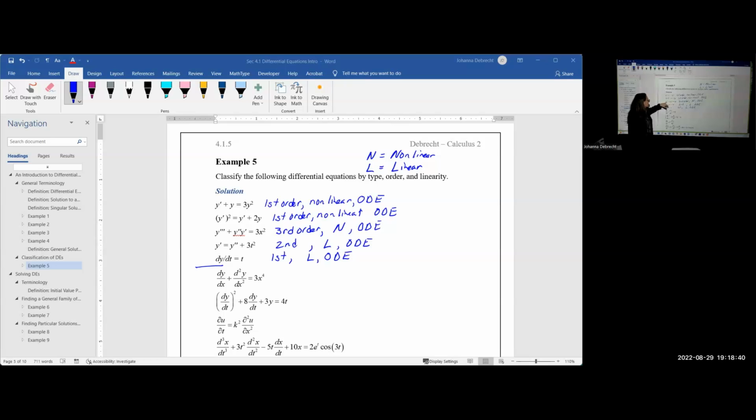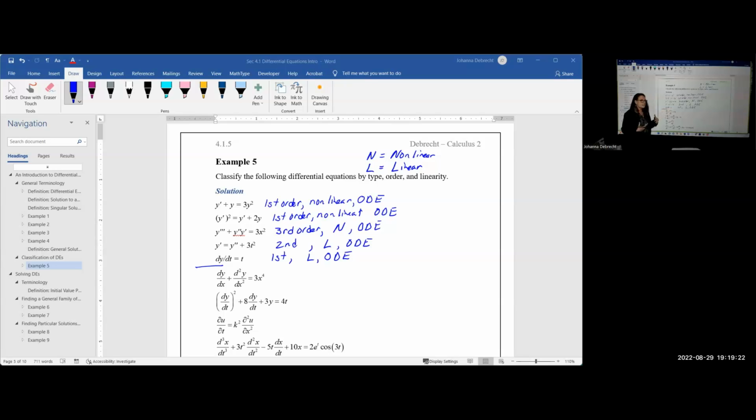The third equation, I started abbreviating for linear and nonlinear, and I put the abbreviation at the top. I've got the third derivative is the highest derivative, so it's third order. It's not linear because I have y double prime times y prime, and it is an ordinary differential equation. The next one down, the fourth one, y prime times t is equal to y double prime plus 3t squared. Second order, it is linear, and it's an ordinary differential equation. The fifth one is written in the fractional form for the derivative, but it still represents y prime equal t, which is going to be first order.